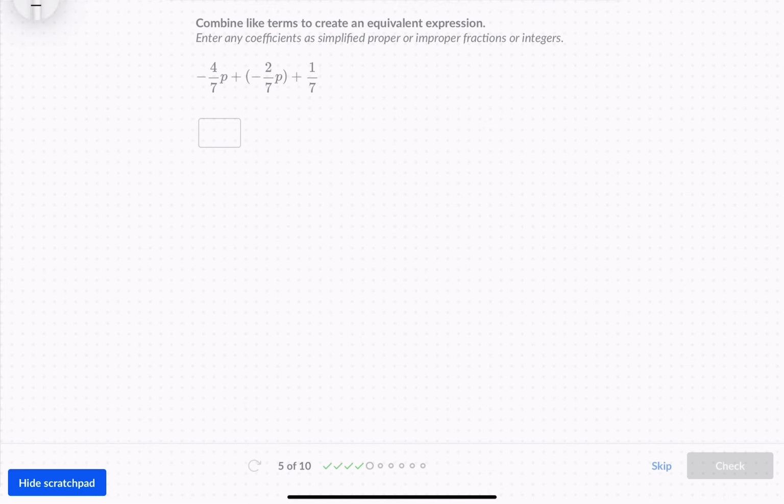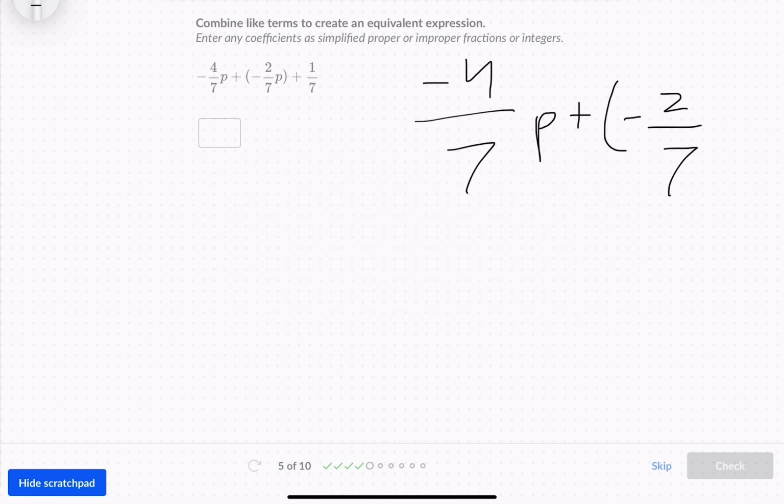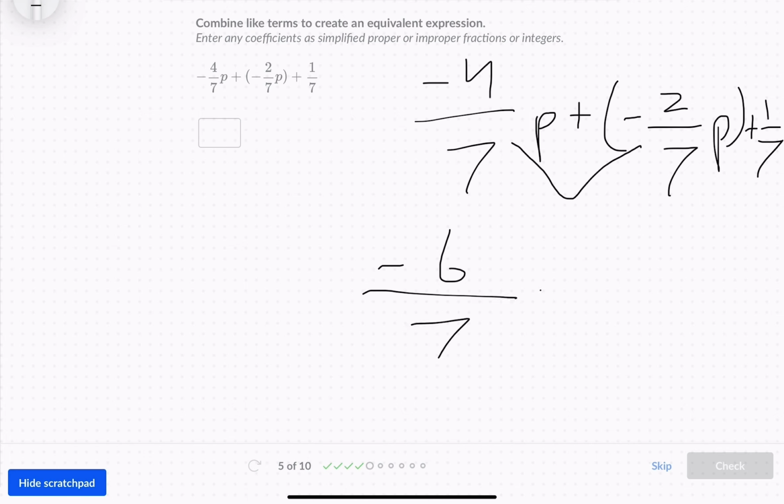All right. Combine like terms to create an equivalent expression. So minus 4/7 p plus minus 2/7 p plus 1/7. If we combine these two, they have the same denominator. So it's minus 6/7 p plus 1/7.